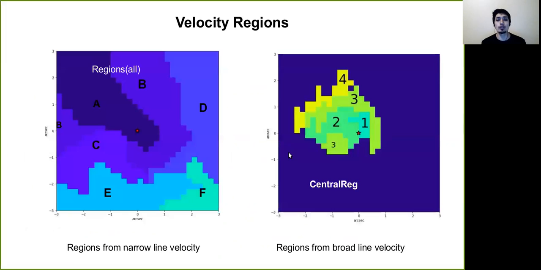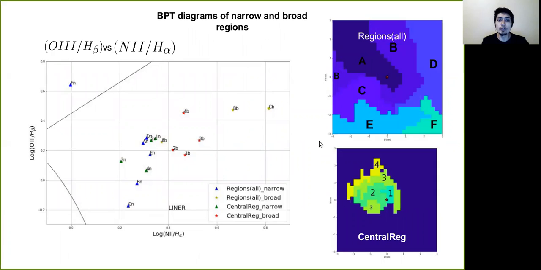Then we use the line of sight velocity to divide into regions or boxes. So from narrow lines velocity, we have regions from A to F, and from broad lines velocity, we have regions from 1 to 4. We sum up the spectra for each pixel in these regions and fit this spectrum. So then we construct the VPT diagrams for these regions.